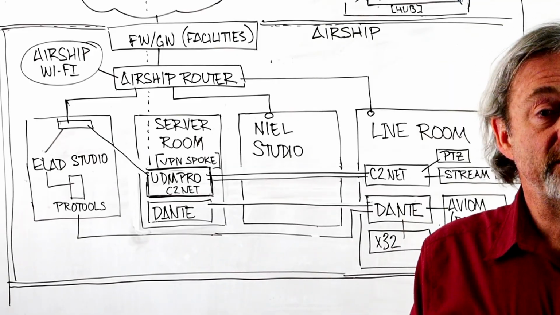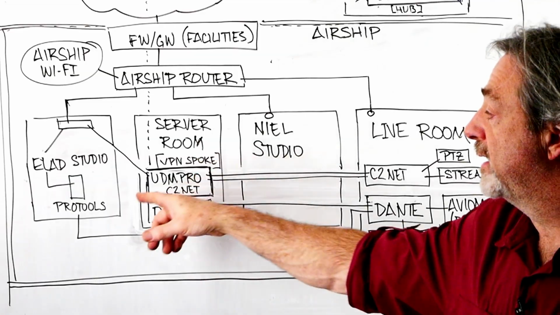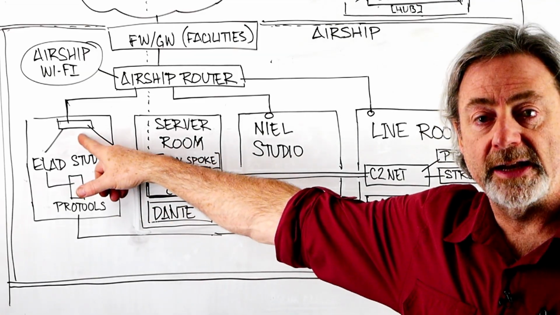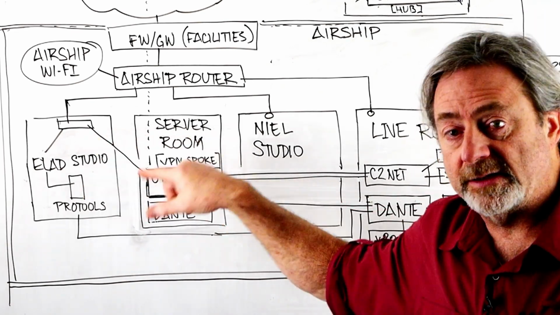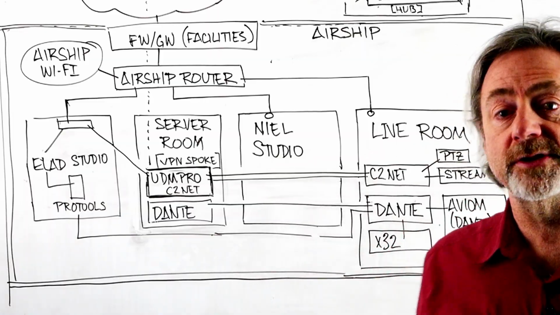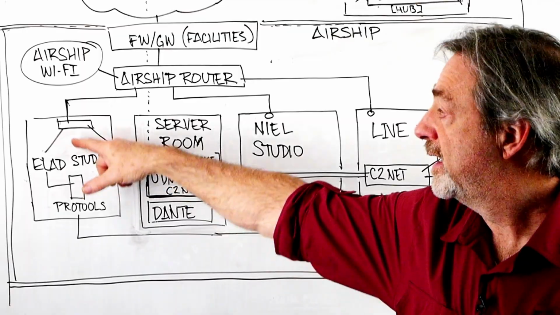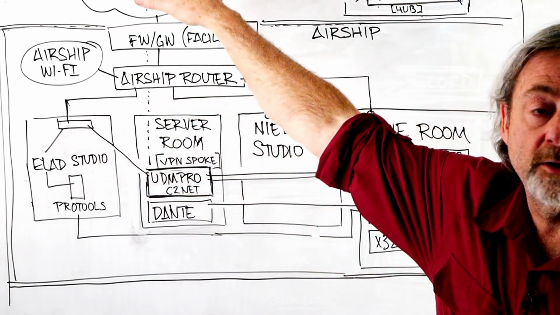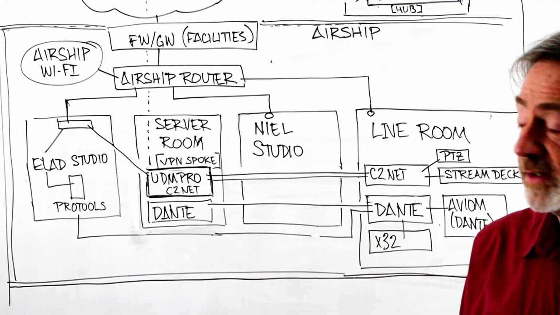So when we went to hook up the OH gear, what we ended up doing was running a physical connection from Elad Studio, which is right above the server room, down into the server room, and that became the UDM Pro connection. So the UDM Pro goes into this switch that's in Elad's Studio, which goes out to this router, goes through the firewall gateway and out to the internet. So that's how that connectivity works.